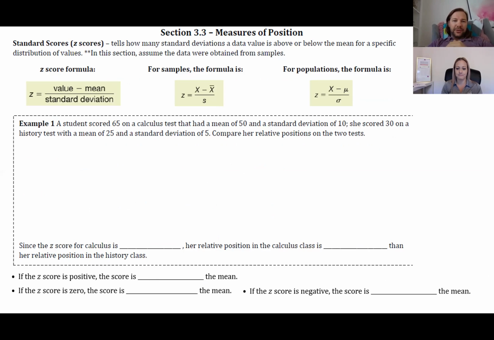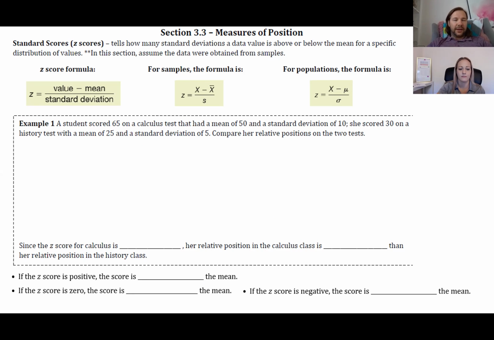Okay, now we're going to start up with section 3.3, measures of position. And we're going to start off by talking about standard scores or z-scores. So the z-scores tell you how many standard deviations a data value is above or below the mean for a specific distribution of values. So we've just learned how to calculate the mean, and we've learned how to calculate standard deviations. And now this is going to tell you, if you hand me a given data point, how does this compare to the rest of the data, right?